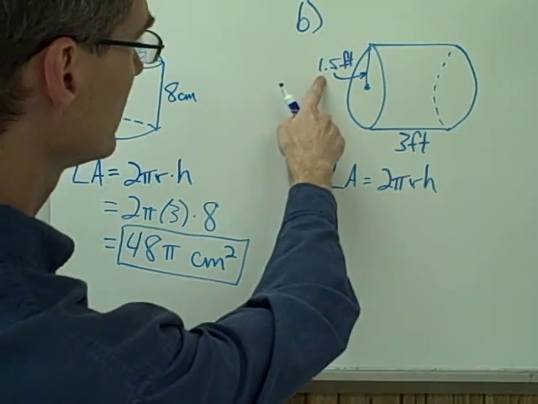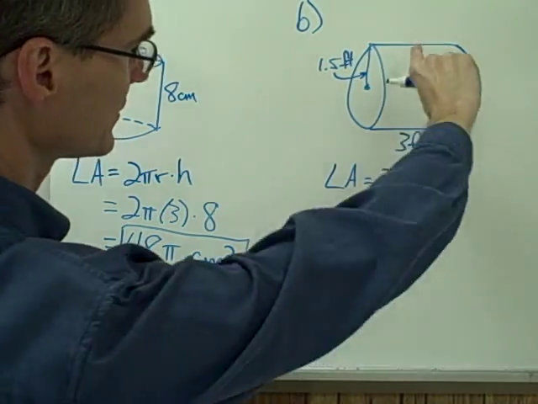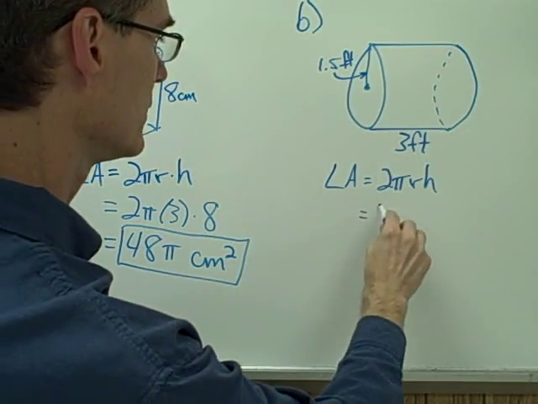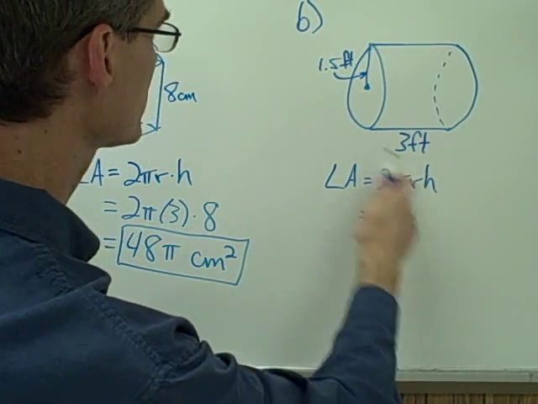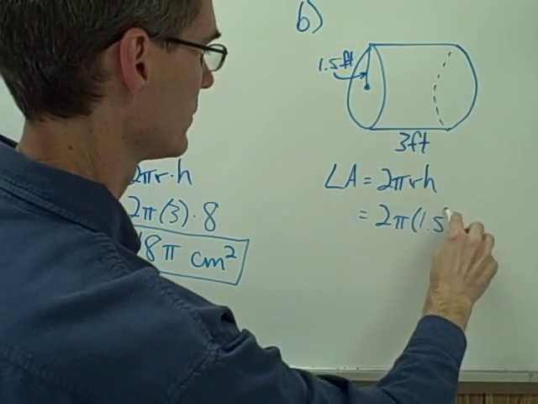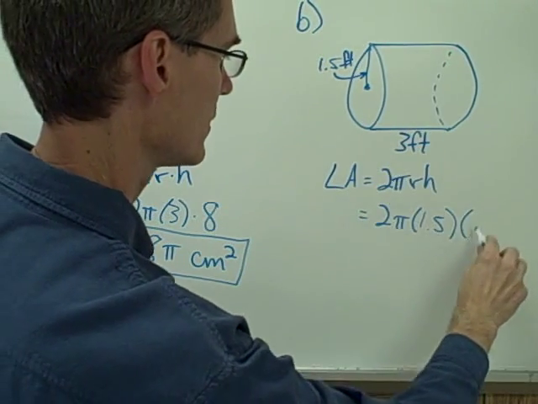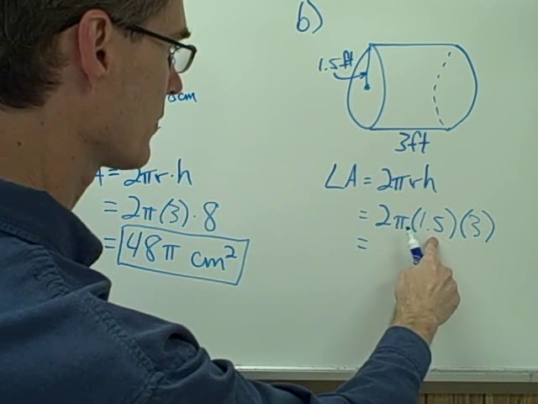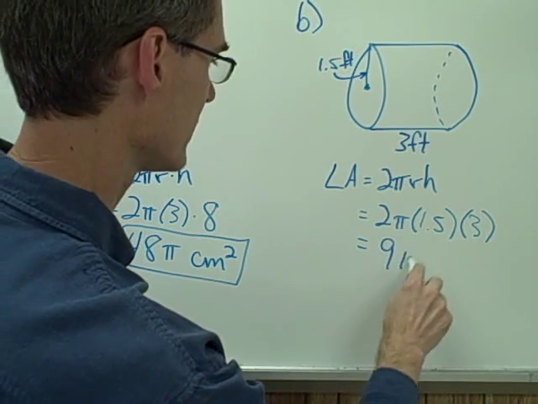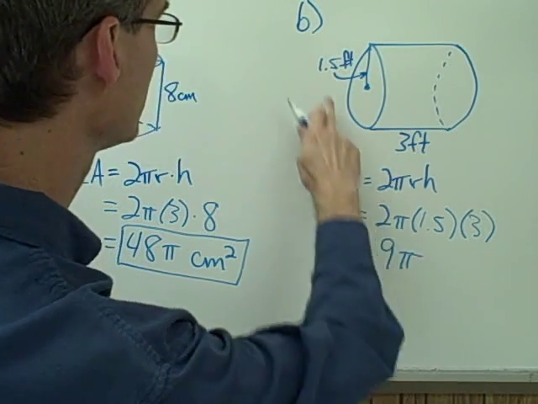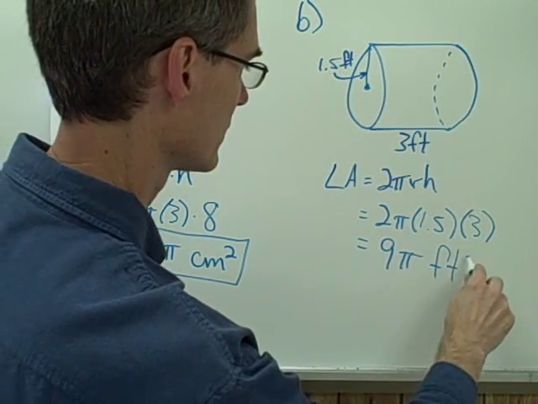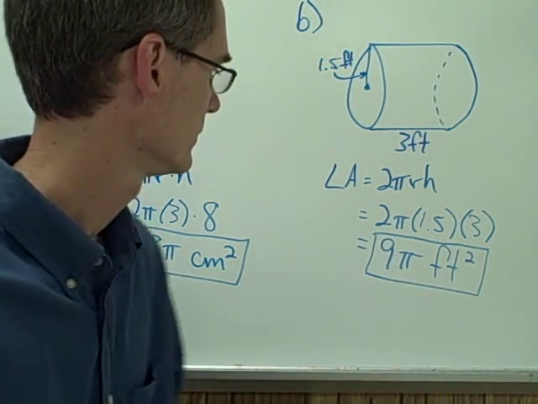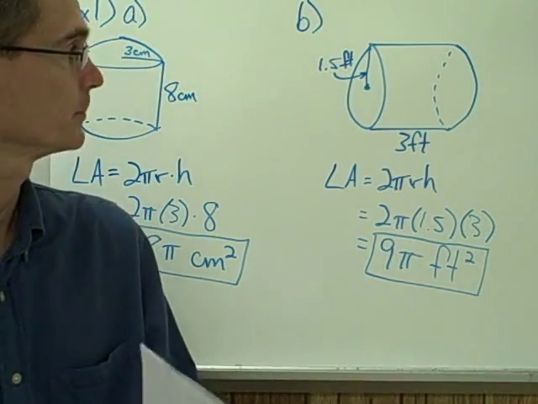Same thing over here. I've got my radius. I've got my height. This cylinder is laying down on its side, but we still call this the height. So let's see. I just plug in my radius. That's 1.5. My height is 3. And let's see. 2 times 1.5 is 3. 3 times 3 is 9. So my lateral area here is 9 pi. Let's see, my units are going to be feet. Square feet. And there's the lateral area for that cylinder.